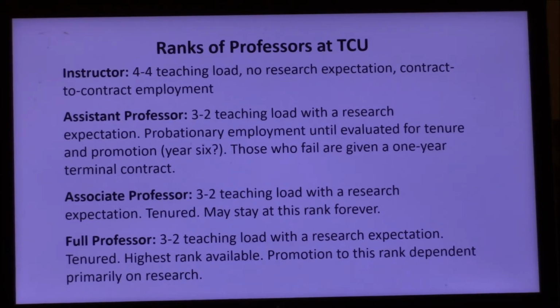Assistant professors are on probationary employment for about 6 years, when they will be evaluated for tenure and promotion. I think it's in year 6, but I can't remember if it's after 6 years or in the 6th year, but whatever. You can only be there for that amount of time. Then you have to have done enough to get promoted to associate professor. If you haven't, then you're fired. Those who fail are given a 1-year terminal contract. Again, this is all going to feed into factors that are relevant to how schools of thought work.